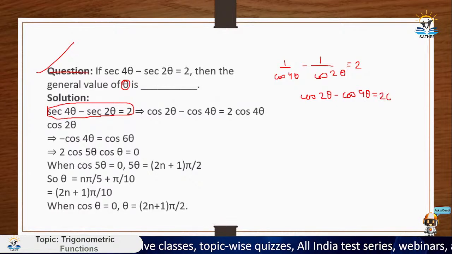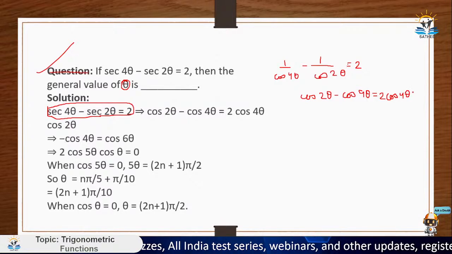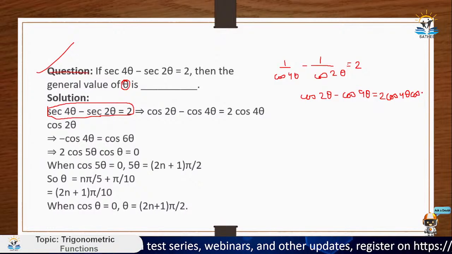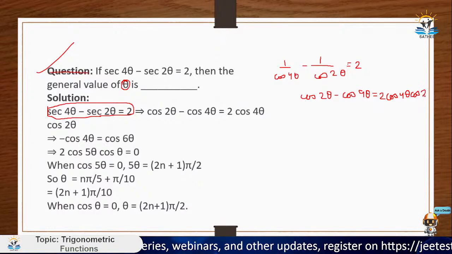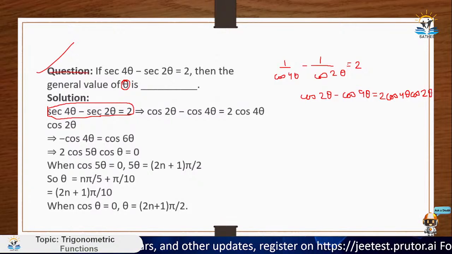Why do I change it? Because working with sine, cos, and tan is easy, because we remember those formulas, and sec, cosec, and cot are very difficult. So this is a general advice: whenever you get a question in sec, cot, tan, and cosec, firstly change it to sine, cos, and tan, so that you can easily solve it.